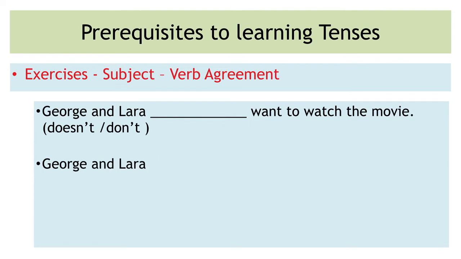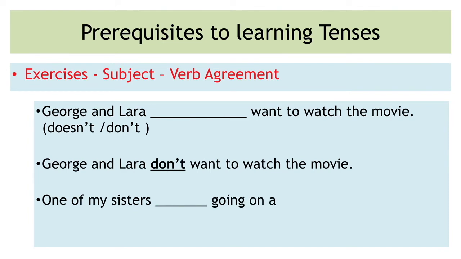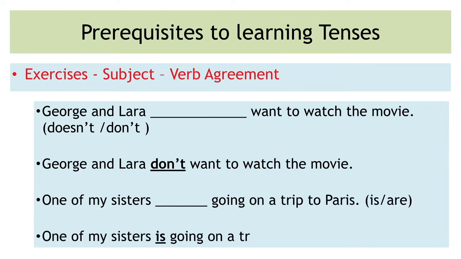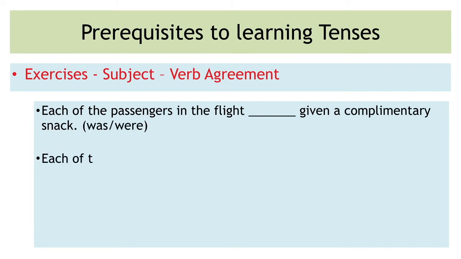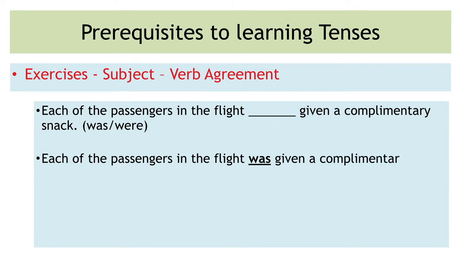George and Lara don't want to watch the movie. One of my sisters is going on a trip to Paris. Here, one of my sisters carries the singular verb is because we are talking about one sister out of the many sisters. Each of the passengers in the flight was given a complimentary snack.